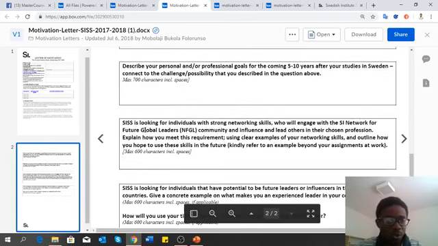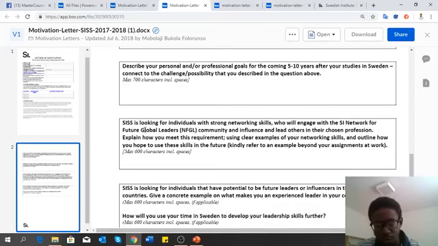Now, the third question is, SISS is looking for individuals with strong networking skills who will engage with the SI network of future global leaders, community and influence and leaders in the chosen profession. Explain how you meet this requirement using clear examples of your networking skills and outline how you hope to use the skills in the future. Kindly refer to an example beyond your assignments at work.